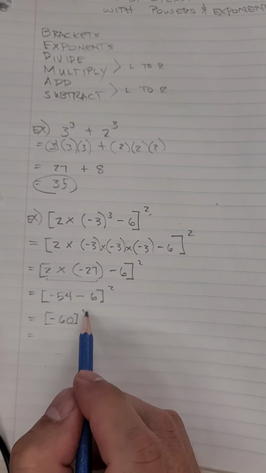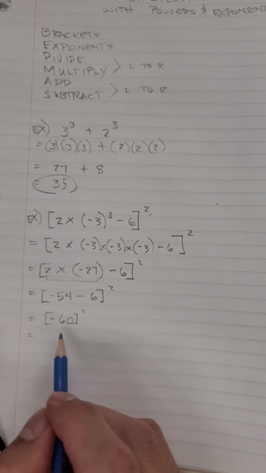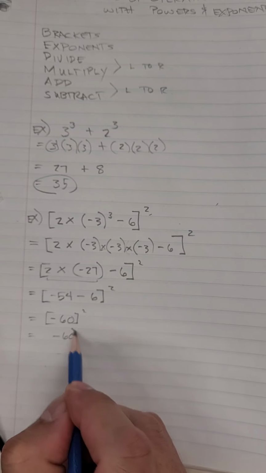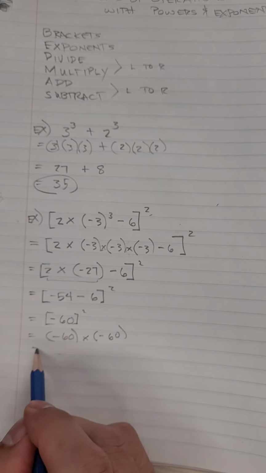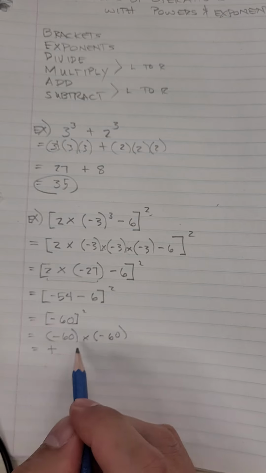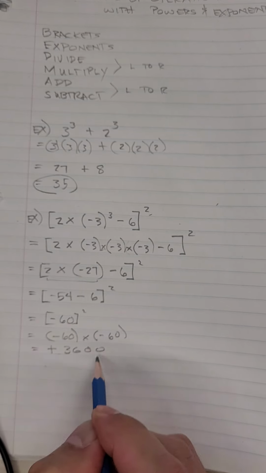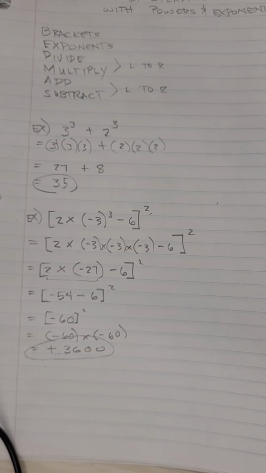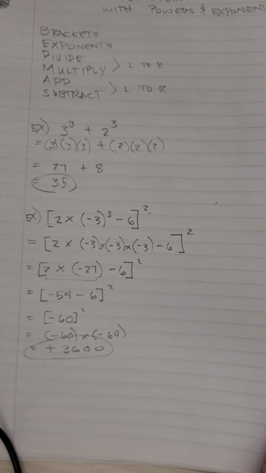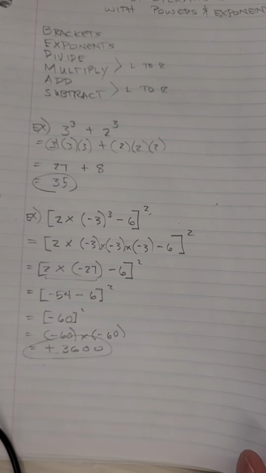So negative 60 to the power of 2 is negative 60 times negative 60, and that is going to be equal to positive 3,600. Well, honestly, there's not much more to show you in the exam. Maybe we'll do one more. Okay, let's do one last one.